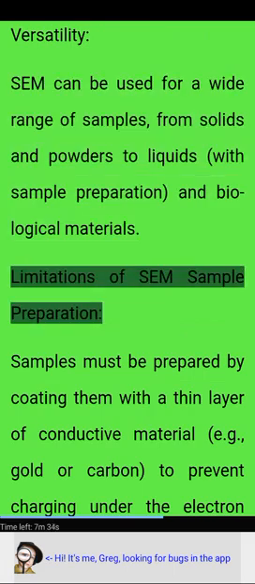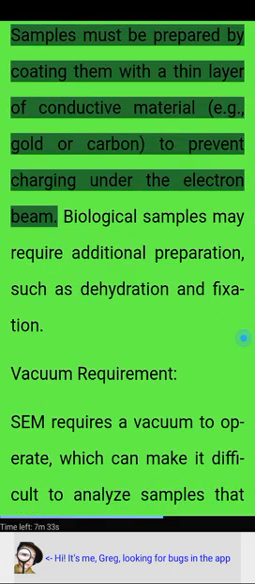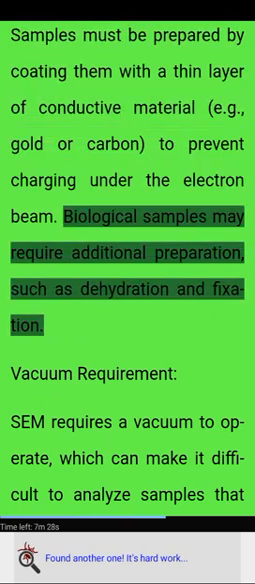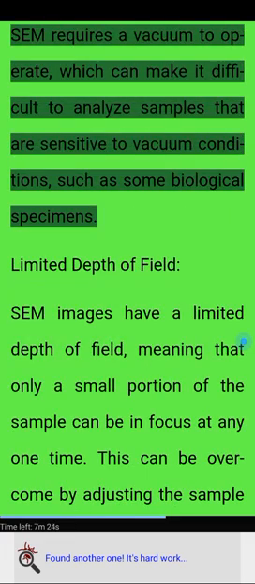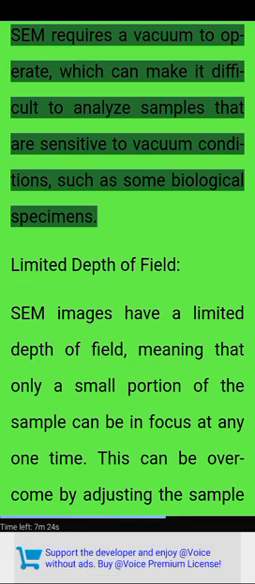and biological materials. Limitations of SEM. Sample preparation. Samples must be prepared by coating them with a thin layer of conductive material, e.g., gold or carbon, to prevent charging under the electron beam. Biological samples may require additional preparation, such as dehydration and fixation. Vacuum requirement. SEM requires a vacuum to operate, which can make it difficult to analyze samples that are sensitive to vacuum conditions, such as some biological specimens.